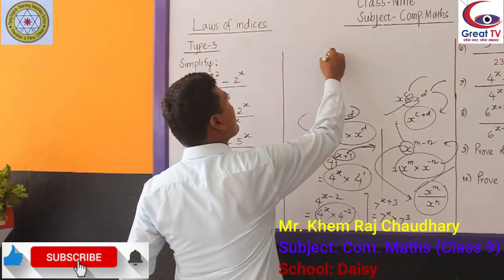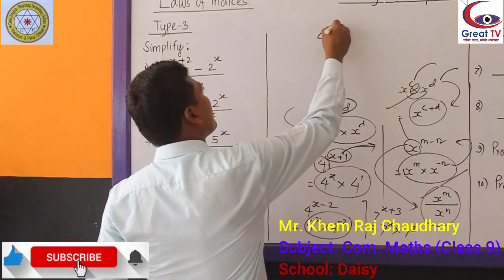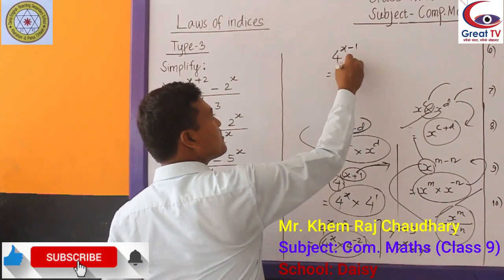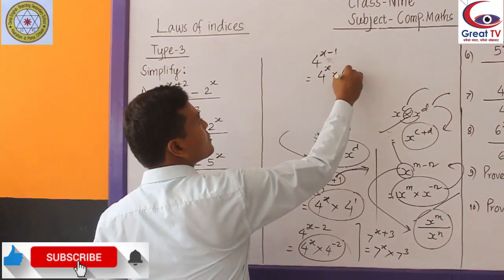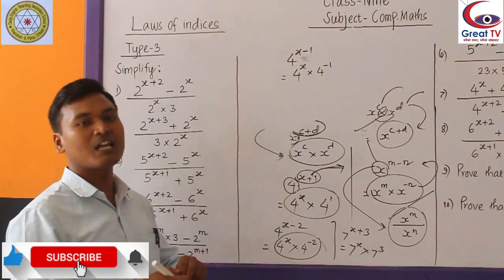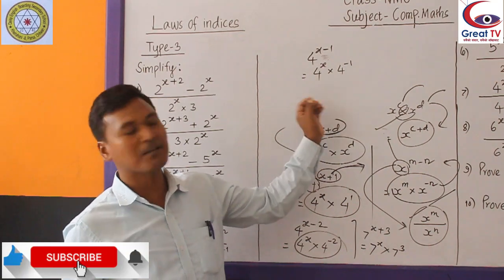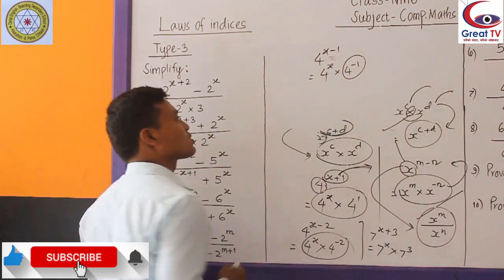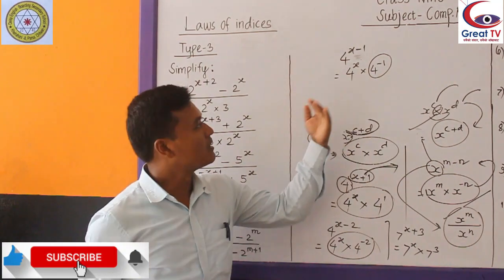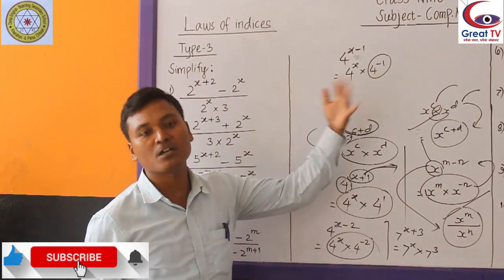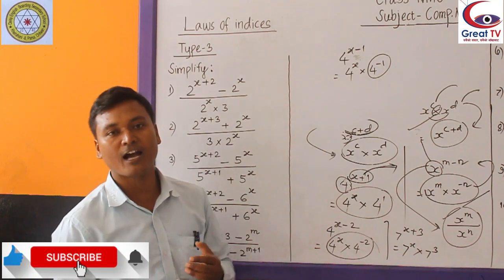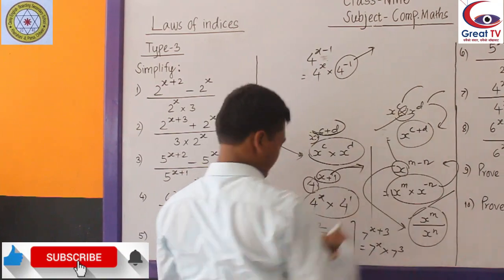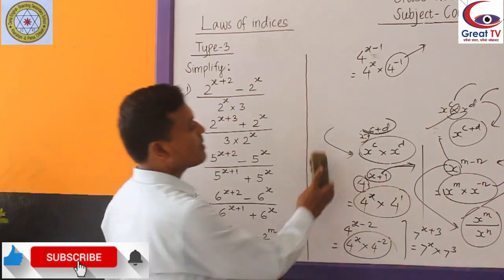If we have 4 to the power of minus 1... Okay, we can break it easily: 4 to the power of a times 4 to the power minus 1, or it can be written as 4 to the power of a divided by 4 to the power 1. But here we have 4 to the power minus 1. If we have 4 to the power, let us say plus 1, plus 2, plus 3, plus 4, we can simplify and find the values easily. But if we have negative power, I want to tell something about this.